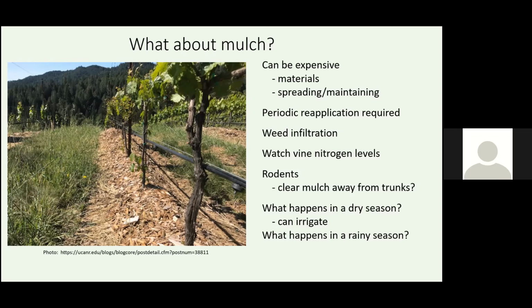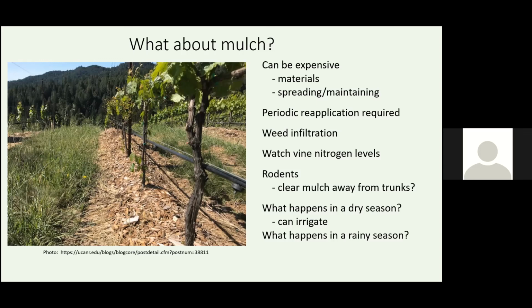When a lot of these mulches start to break down, the microorganisms are using nitrogen as a food source. So you really need to watch your vine nutrient levels if you're going to use a system like this. And again, rodents can be an issue. I actually watched a talk by some mid-Atlantic grower who was using mulch, and rodents were so bad that he had to send his crew through the vineyard to clear away the mulch from around all the vine trunks because the rodents were getting so problematic.